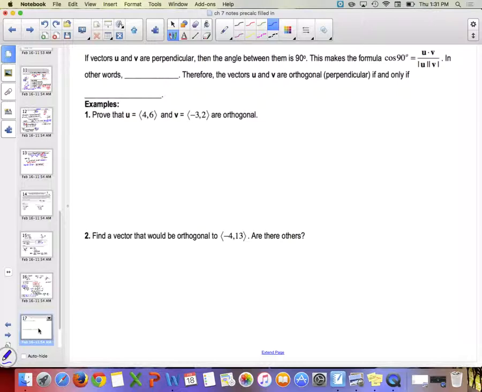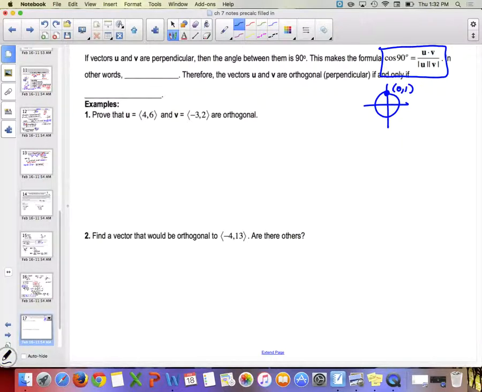Okay, so one more formula. It says if vectors u and v are perpendicular, then the angle between them is 90 degrees. The formula you just learned was cosine of theta is equal to u dot v all over the magnitude of u, magnitude of v. So if the angle is 90 degrees, what's cosine of 90? Think about your unit circle. It's 0, right? That's the point 0, comma 1.